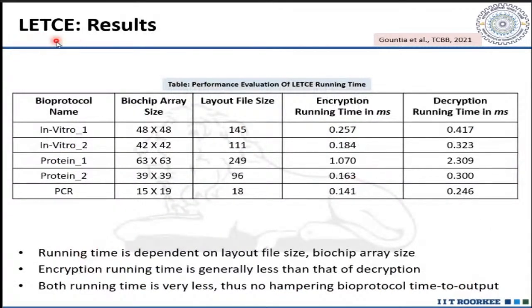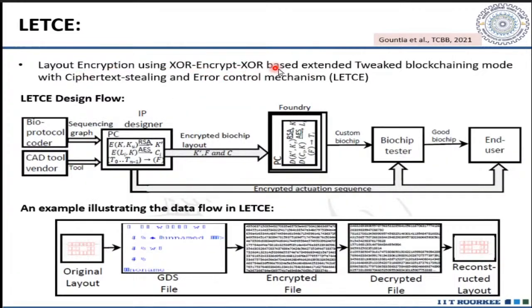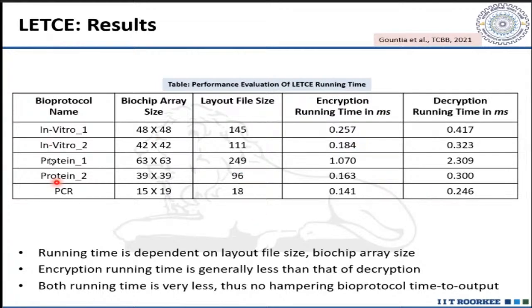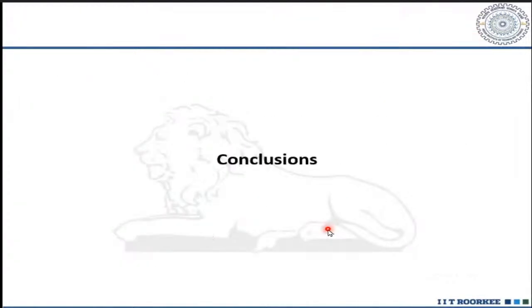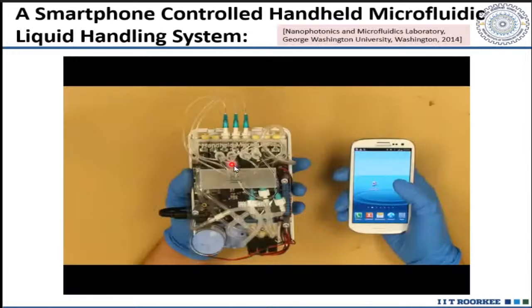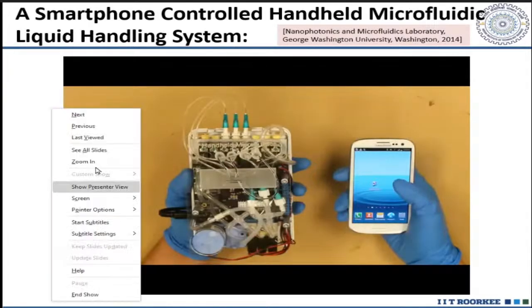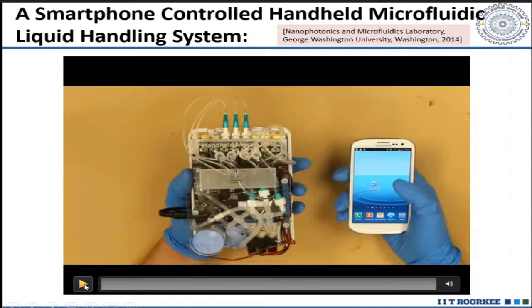This work was known as LETCE, layout encryption using XOR-based extended tweak block chaining mode and cipher stealing, including an error control mechanism. So it has some error control mechanism also. Not going into detail, and these are the different protocol names on which the simulation has been done for different calculations of layout file size and the biochip assay. Okay, so I think that's the discussion on this biochip and the security issues of the biochip that we explored, and a little bit of the literature survey.